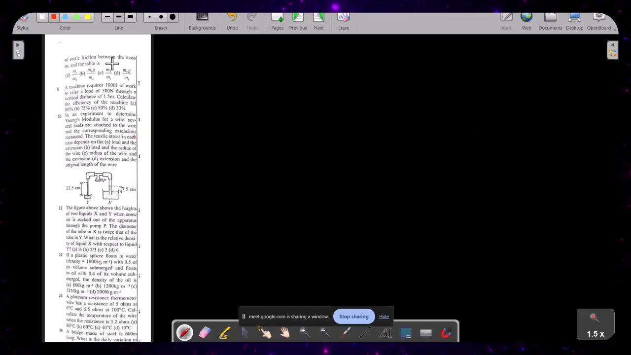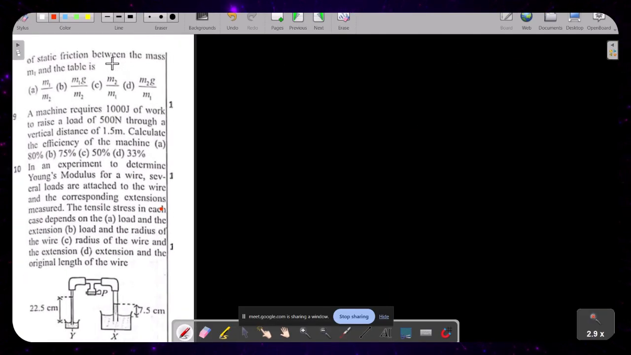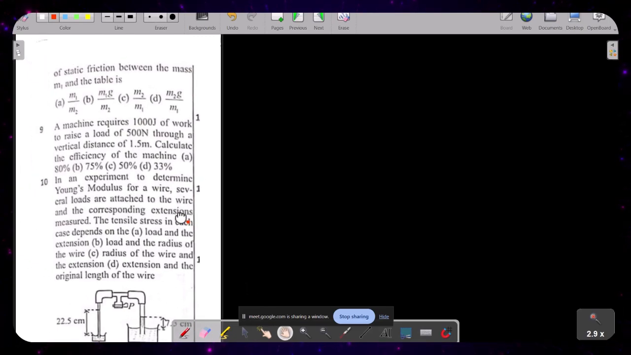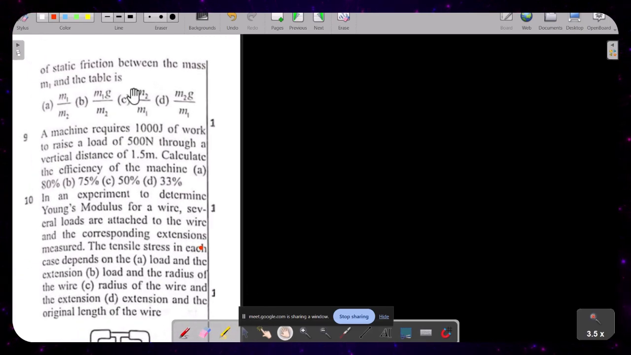Okay, so the correct option to this question is option C. So the answer to this question is option C, which is m2 over m1. And that is exactly what we got. So that is it. All right, let's look at the next question.